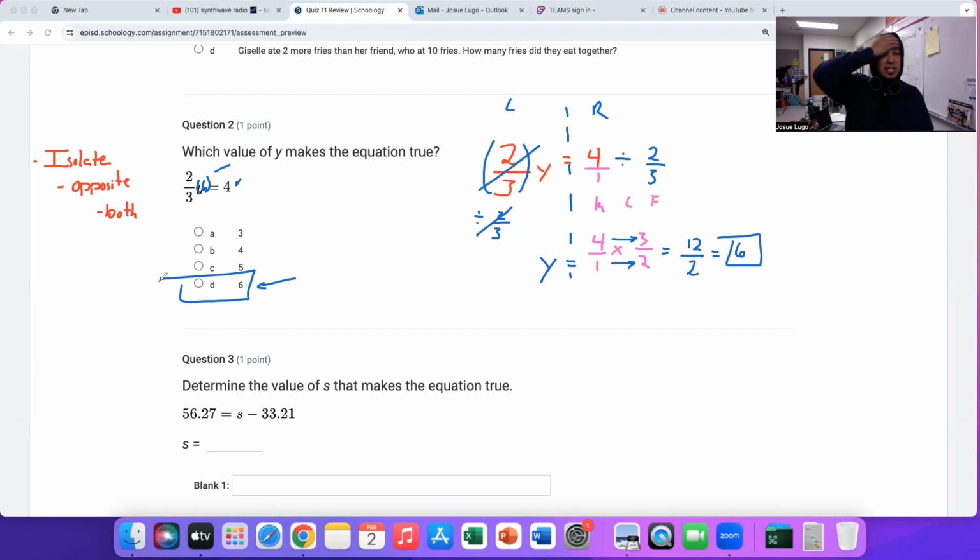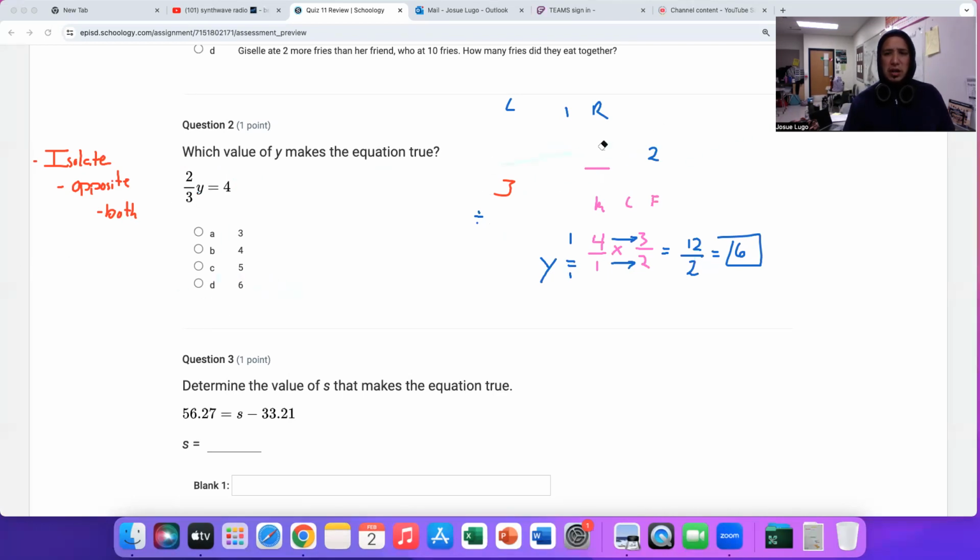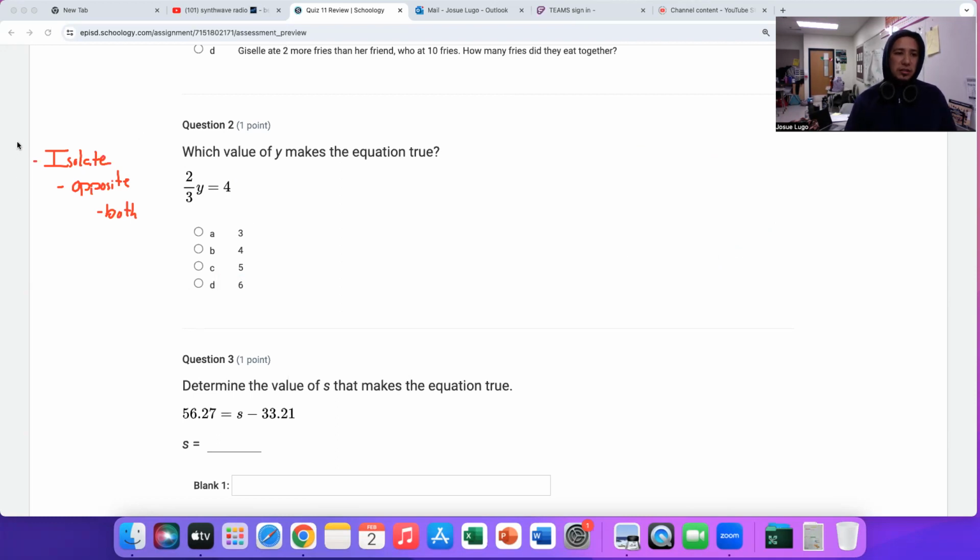Now, I know that I took a lot of time in this problem. The rest will not take as long, but you're going to notice I'm going to follow the same process. We're going to isolate the variable. How? Using the opposite operation. And whatever we do to one side, we will do to the other. So I'm going to leave those up there, actually. Isolate the variable. How? Using the opposite operation. And then whatever you do to one side, you must do to the other.